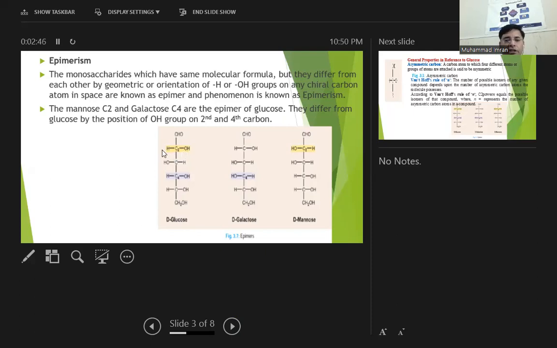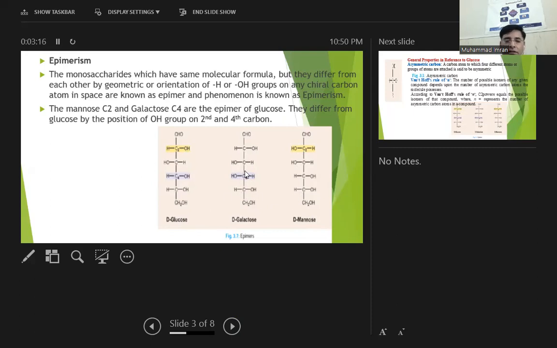If we change the position of the H and OH group on the second carbon, then this glucose is changed into D-mannose. And if we change the position of the H and OH group on the fourth carbon, this glucose is changed into D-galactose. So these two are the epimers of glucose.